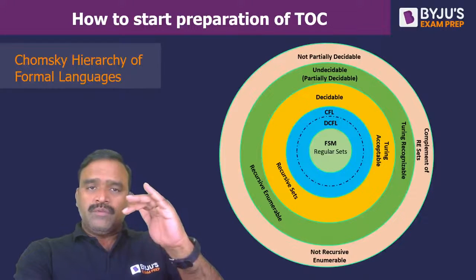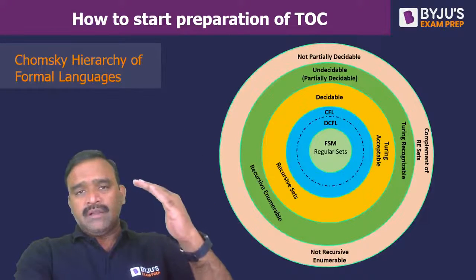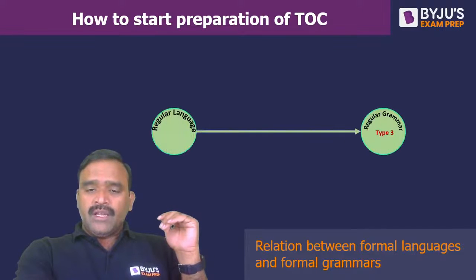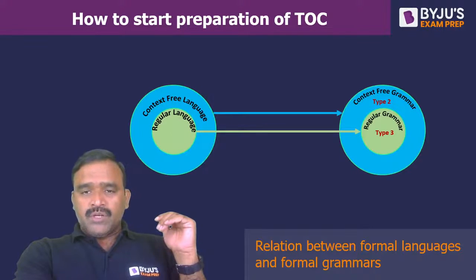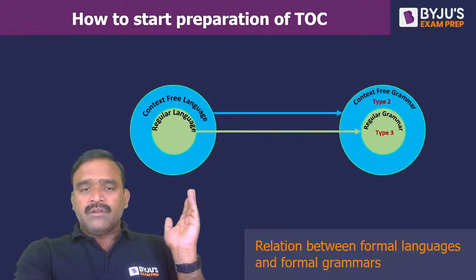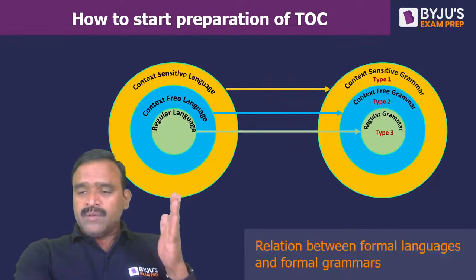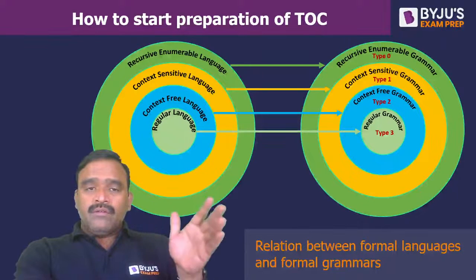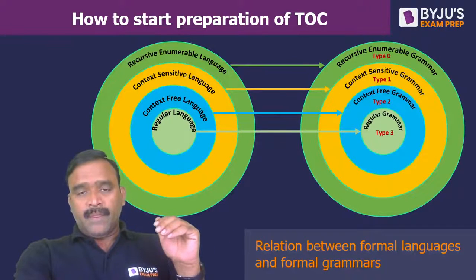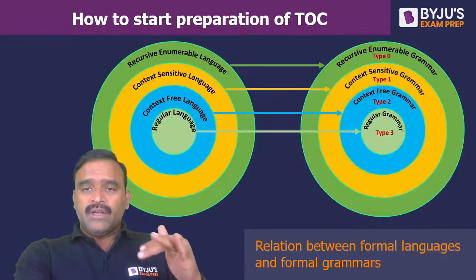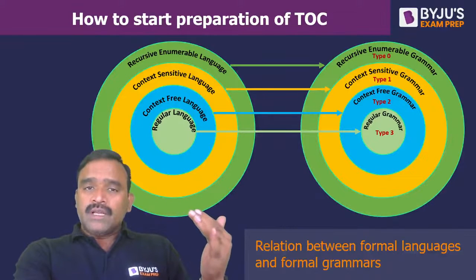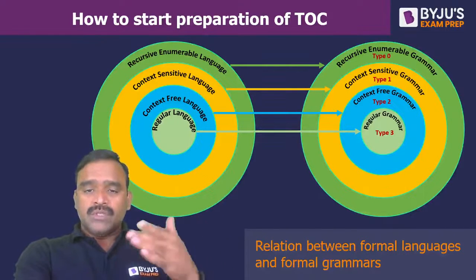Type 3, type 2, type 1, and type 0 is the hierarchy from low to high. Type 3 is regular, type 2 is context free, type 1 is context sensitive, and type 0 is recursive and recursively enumerable. Regular languages are recognized by regular grammars, called type 3. Context-free languages are recognized by push-down automata, with context-free grammar as the grammatical representation, and that is type 2. Context-sensitive languages are recognized by linear bounded automata, with context-sensitive grammar, type 1. In addition, we have recursively enumerable languages, type 0. Every type 3 is a type 2, every type 2 is a type 1, every type 1 is a type 0. That means every regular grammar is also a context-free grammar, so every regular language is a context-free language, but not all context-free languages are necessarily regular. There can be some CFLs which are not regular.